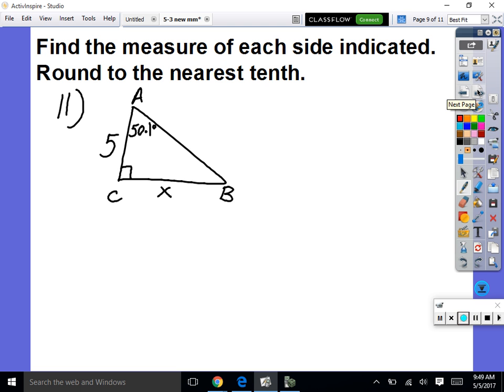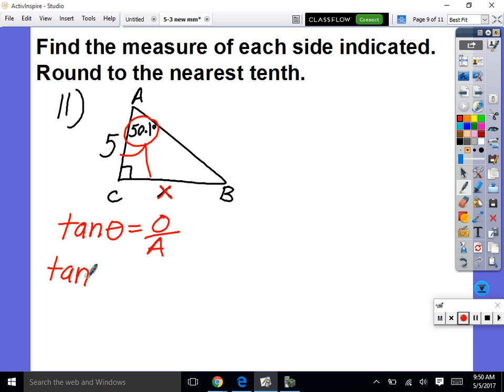I'll tell you, I'm going to have you cross out some. Okay, so let's do number 11. Here we go. So number 11, it says find the missing side. So in this one, once again, we're not solving for the angle, we're solving for x. So we're going to circle our theta, opposite and adjacent. Okay, tangent of theta equals opposite over adjacent. Now let's plug in everything we know. Tangent of theta, angle theta is 50.1 degrees, which is equal to our opposite side, and this one is x, and our adjacent one is 5.